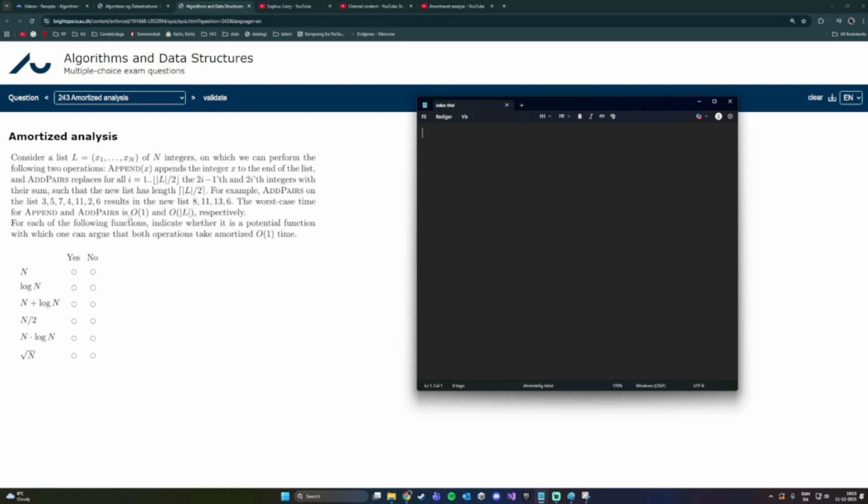And now again, they are nice, and they give us what is the cheap operation. It's constant time, and the expensive operation is length of L here. I'd like if they just wrote n, but whatever. So which of the following functions indicate whether it's a potential function?